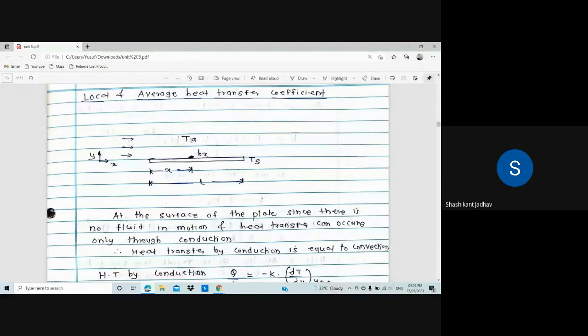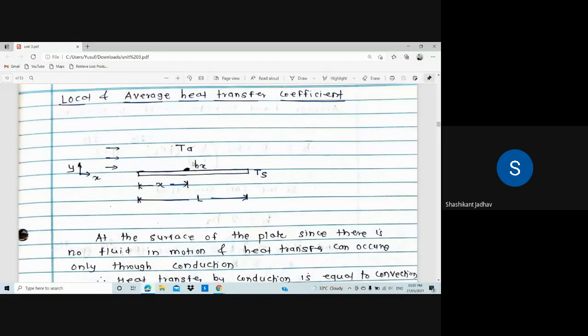Now today we have to discuss the next point, that is local and average heat transfer coefficient. All of you give the new heading as local and average heat transfer coefficient, and draw this diagram.